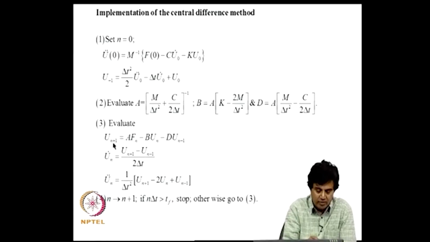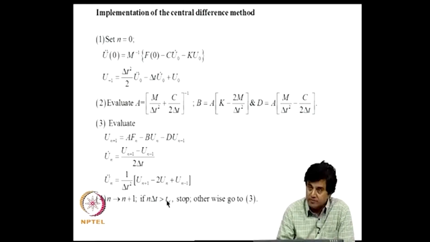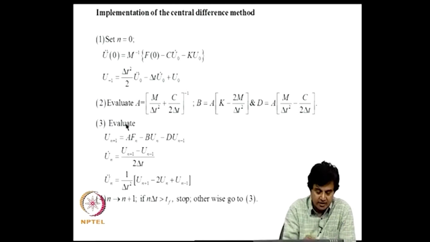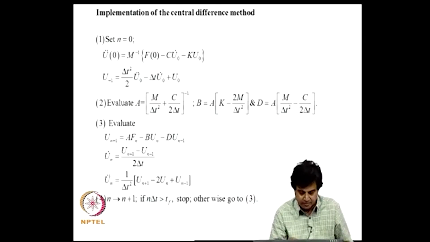So, I evaluate all these matrices which I need subsequently outside the loop. Now, in this step I evaluate u n plus 1, u n dot and u n double dot, for which we have already deduced the equation. Now, we advance n and we will stop if it crosses the final time instant, otherwise we go back and continue advancing the time. So, this is the scheme. Again, you should notice that the matrices A, B and D are evaluated only once outside this looping. Of course, this is possible only if we are dealing with linear systems. If the system is non-linear, then at every time t we need to solve an algebraic nonlinear equation, and we will deal with that sometime later.